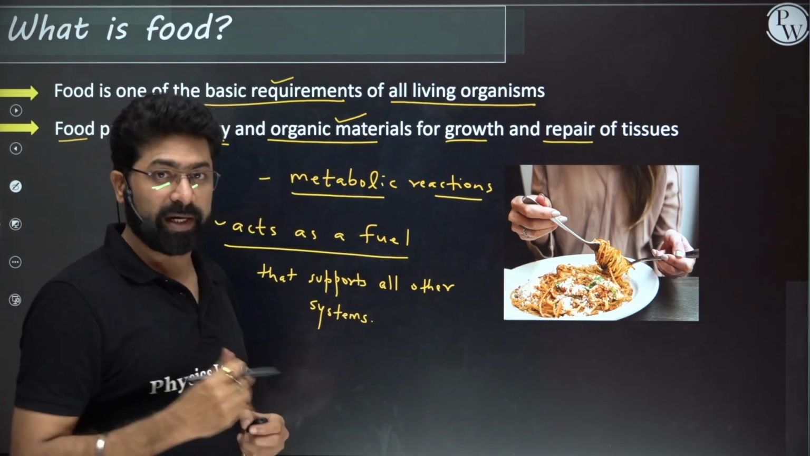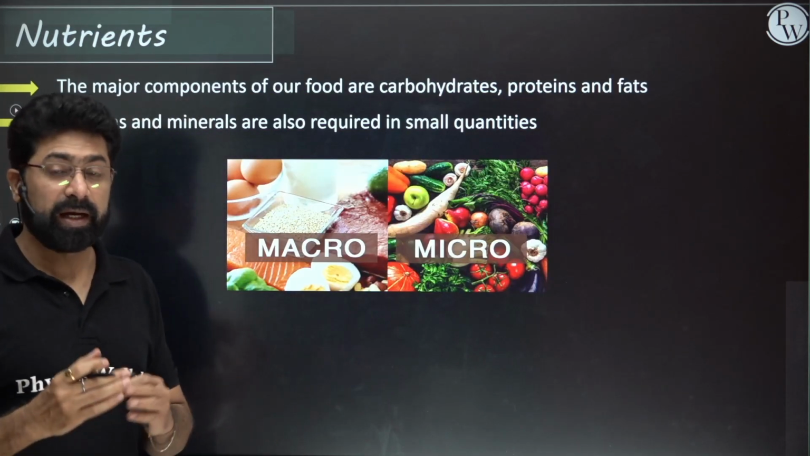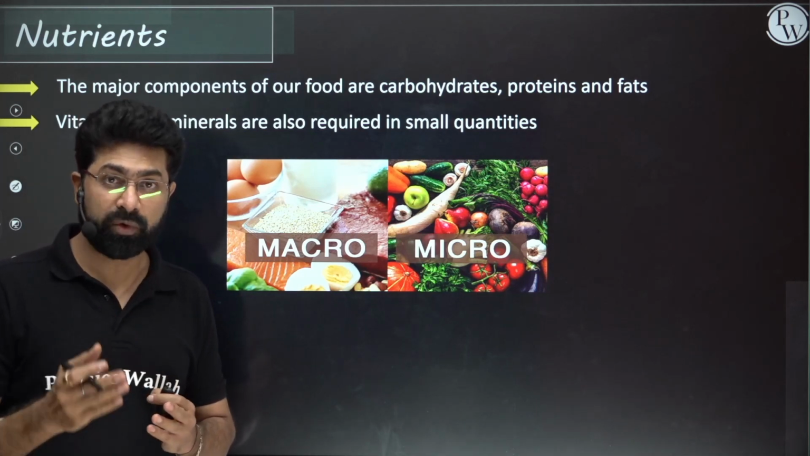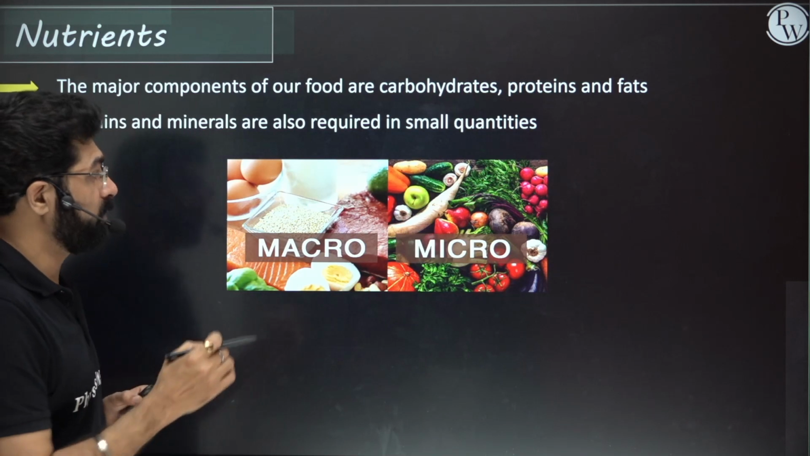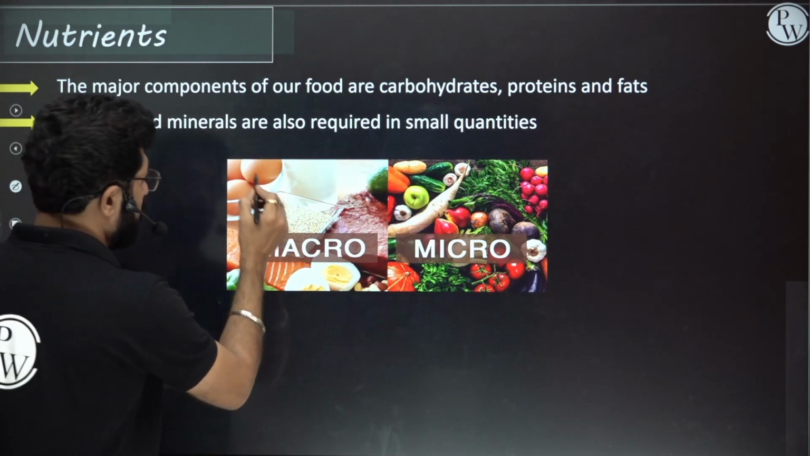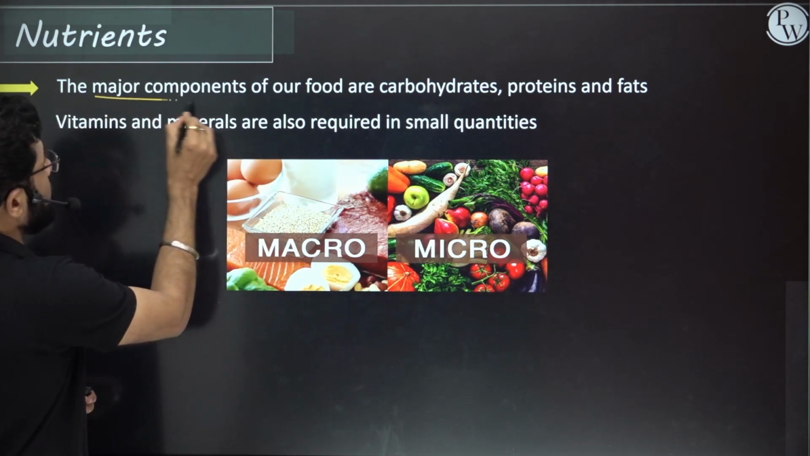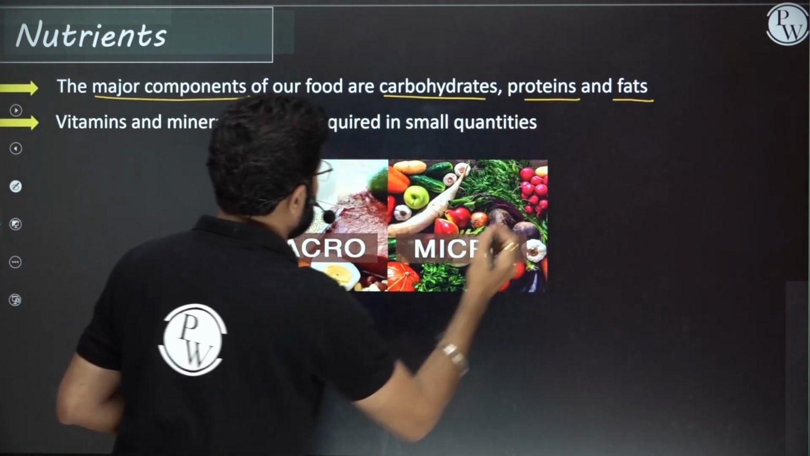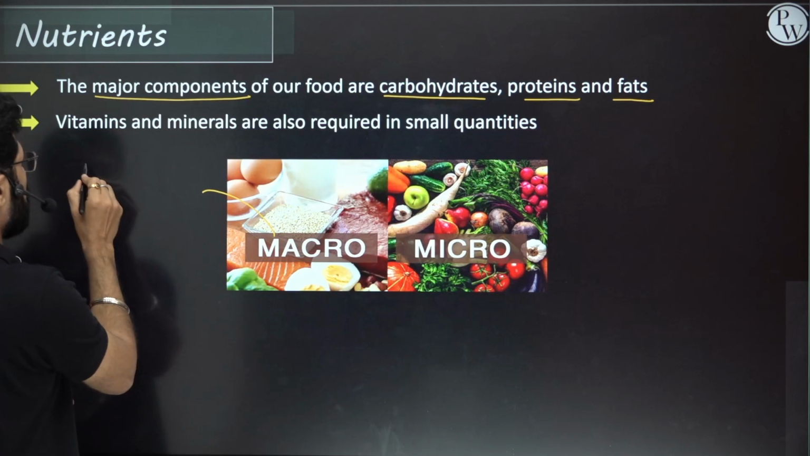Okay, so let us continue further and see the components of food. What is the difference between food and nutrients? Now nutrients, you see, can be of two types. One is the macronutrients. Macronutrients are carbohydrates, proteins, and fats. These are called macronutrients.